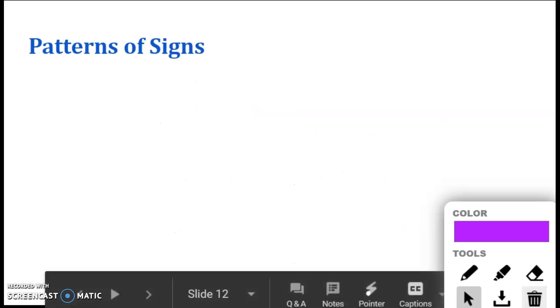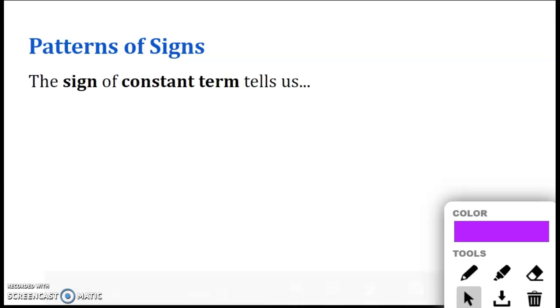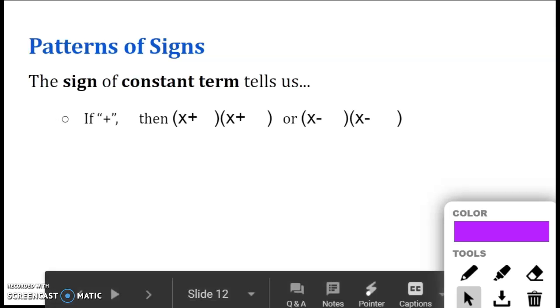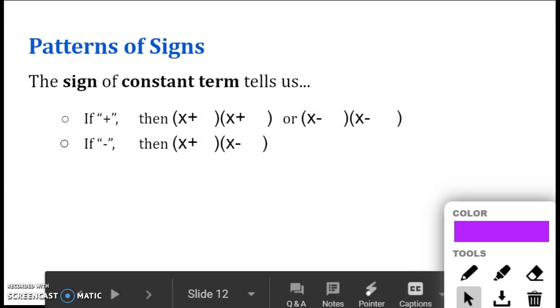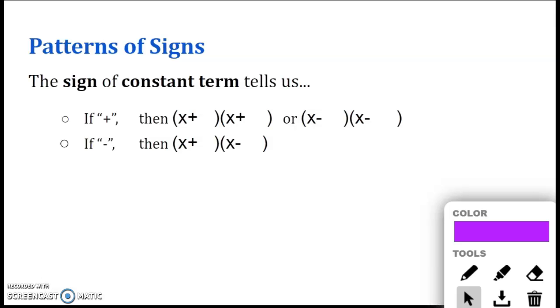Okay, so the sign of the constant term tells us the pattern of signs. The constant term is the very last term of the trinomial. If that is positive, that means you are multiplying either positive constant and positive constant or negative constant and negative constant in the binomials, because positive times positive is positive and negative times negative is positive. If the last term is negative, then we know that one of them has to be positive and the other has to be negative, because positive times negative is negative, or negative times positive is negative.